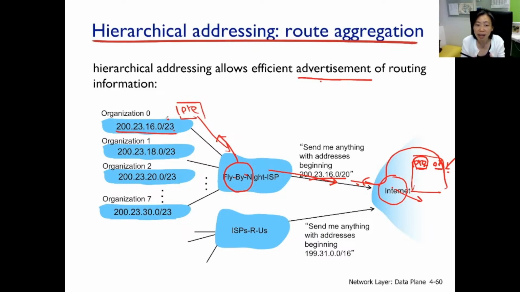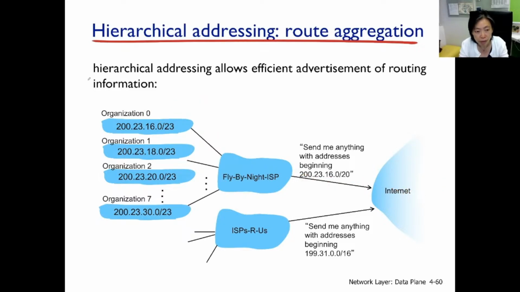So by announcing or advertising the prefix, we also draw the data into the organization. And the data is actually destined for one of the hosts in the subnet anyway. So the routers inside the subnet will be doing further routing there to get to the final destination. Nice. So you see, organization 0, 1, 2, all the way to 7 will be sending one advertisement only instead of these many advertisements.